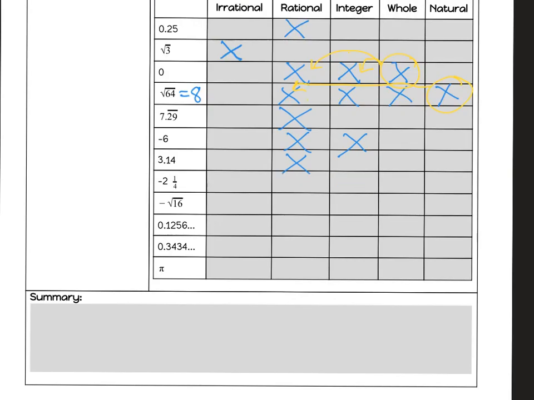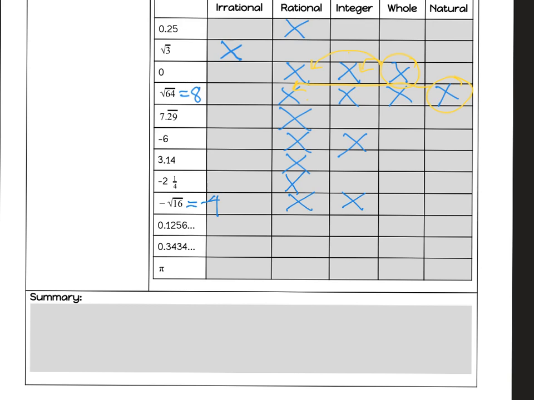Next we have -2 1/4. Since this is written as a fraction, then we know that this is a rational number. However, fractions do not appear on the number line, so this is not an integer, and therefore it is nothing else on the right. Okay, then we have negative square root of 16, which is going to simplify into -4. And so that is a rational number. That is an integer. It appears on the number line, but it is not any of the other categories.